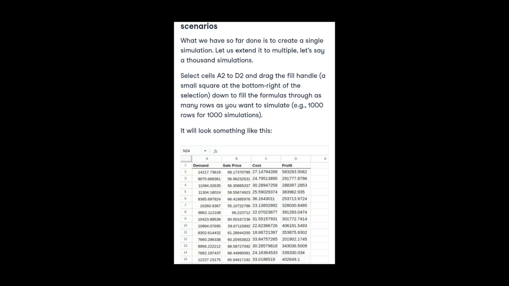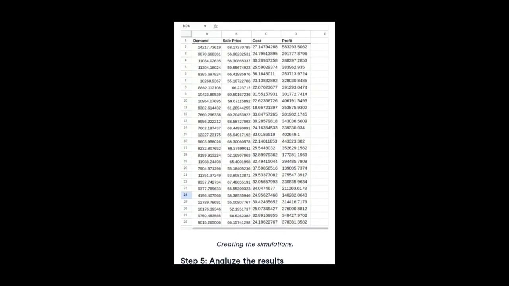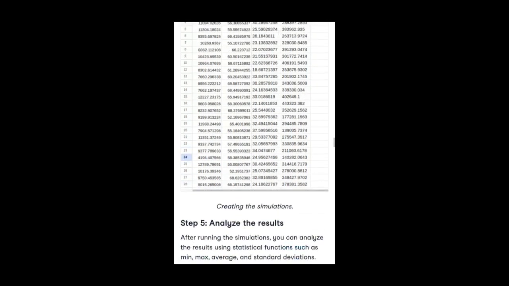Next, fill down to simulate multiple scenarios. What we have done is create a single simulation. Let us extend it to multiple, say thousands of simulations. Select cells A2 to D2 and drag the fill handle, the small square at the bottom right of the selection. So if we drag, we will extend the data to multiple values.